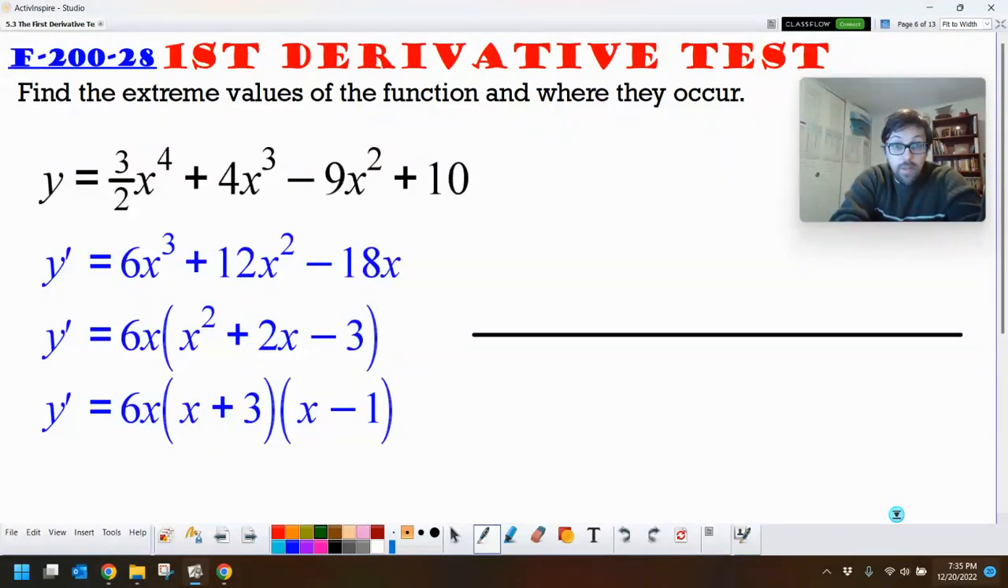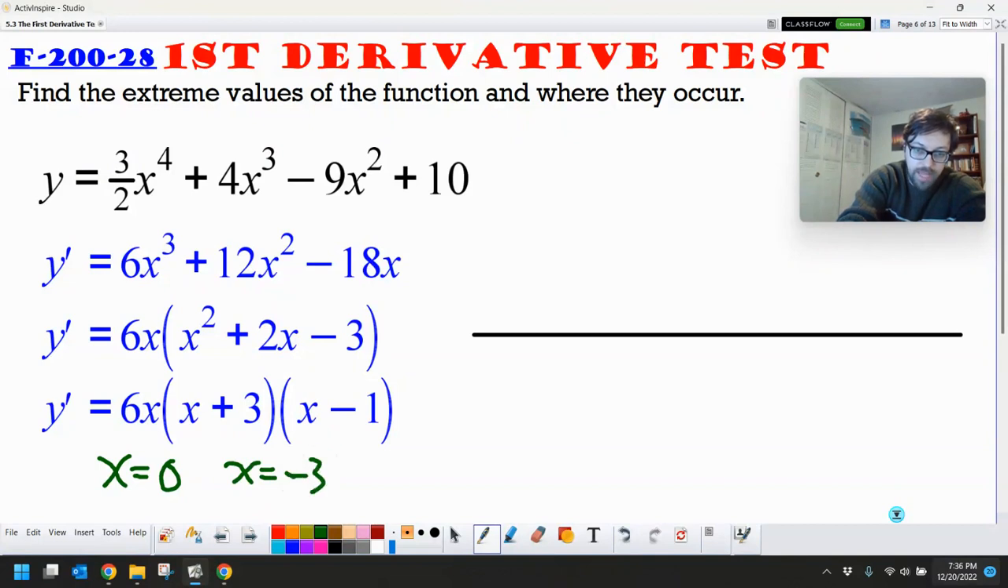In this example, I want to find the extreme values and where they occur. I've already taken the liberty of finding the derivative, and I've simplified it so that it's easier to figure out when that derivative equals zero. Now that it's in this factored form, I can tell that it equals zero at x equals -3 and at x equals 1. Those are my critical points. Now I just need to figure out what is happening to that derivative on either side of those numbers.